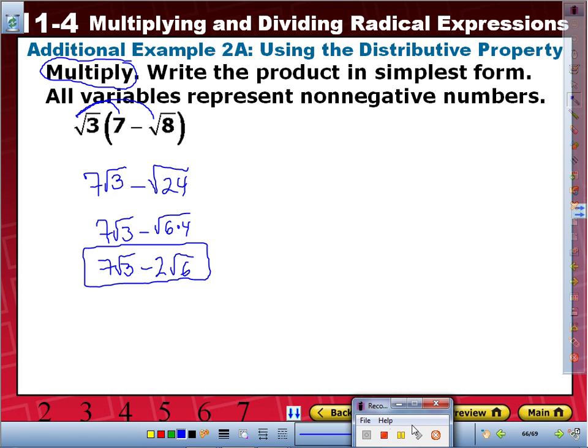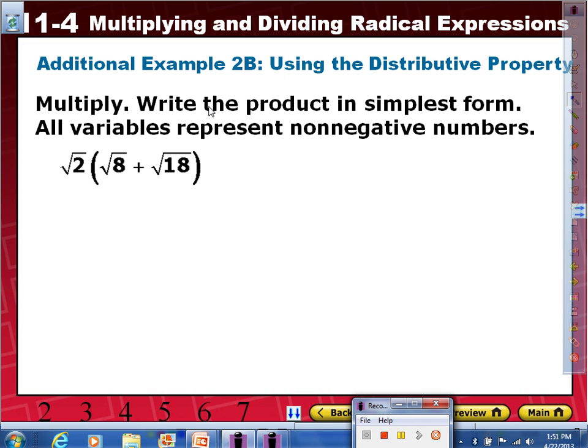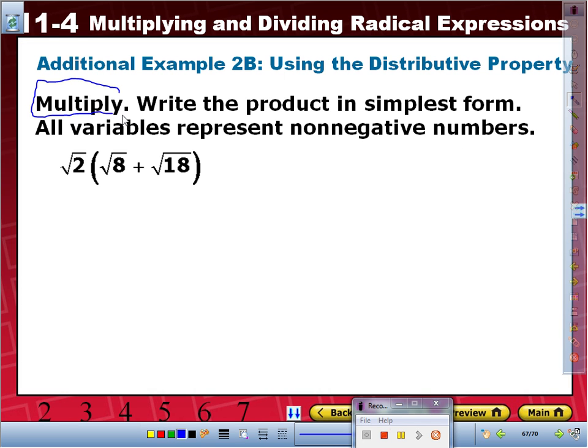Copy this next one down, example 2B. 2B, it says multiply. Square root of 2 times square root of 8 plus square root of 18. Okay, let's do this one together, step by step. What are we going to distribute? The square root of 2, is that correct?